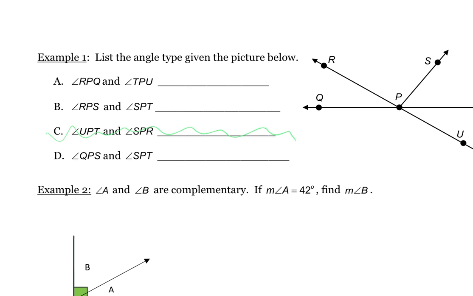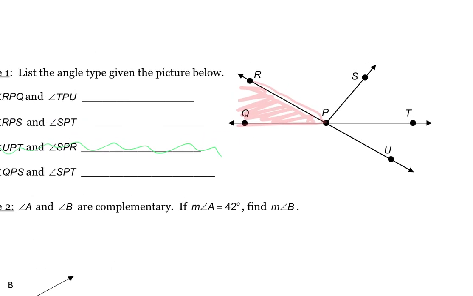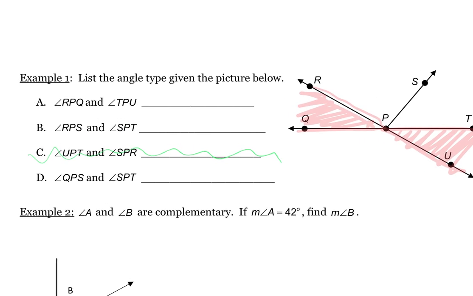All right, so let's look at A. It says angle RPQ. So I'm going to grab my highlighter and kind of follow along. Angle RPQ. So this is the first angle right here. And angle TPU. So let's move along here. TPU. So this is the other angle that we're dealing with. The first thing that I do notice is that they're opposite of each other. So I'm going to say these are vertical angles.